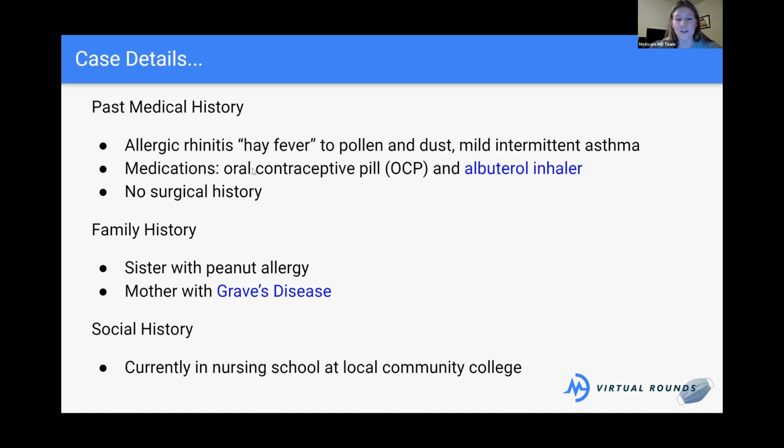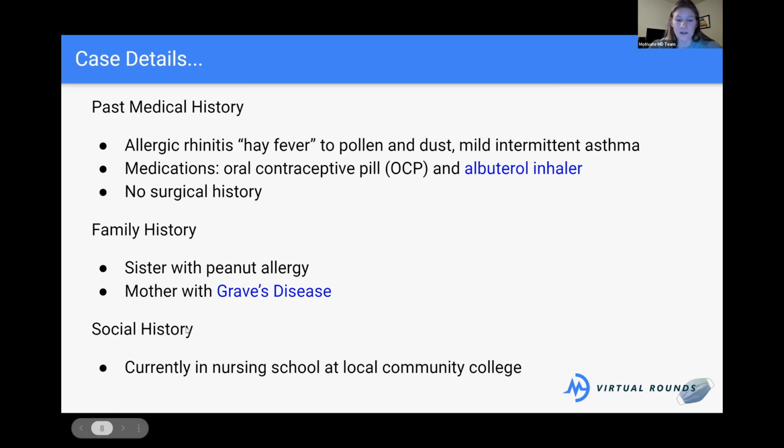For her medication, she is on an oral contraceptive pill for birth control, and she also has an albuterol inhaler for her mild intermittent asthma. She doesn't have any surgical history, and for her family history, like we mentioned, her sister has a peanut allergy that requires the use of an EpiPen, and her mother also has Graves' disease, which is a hyperthyroid disorder and also an autoimmune disorder. So that's a little bit of background about Graves' disease.